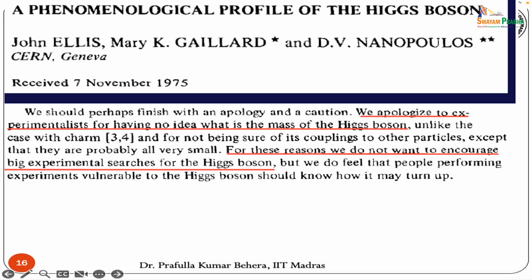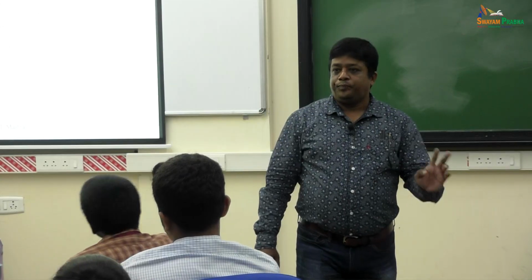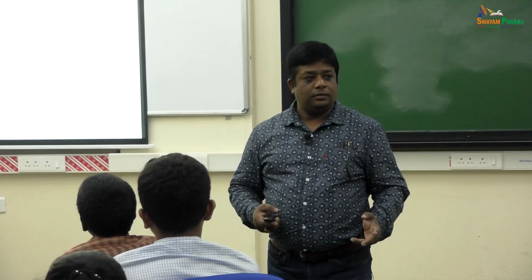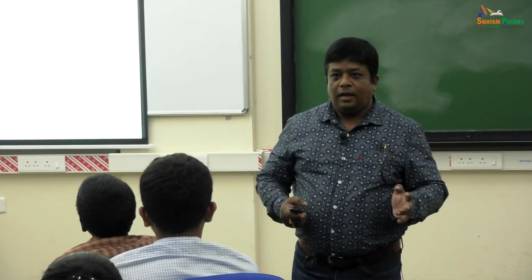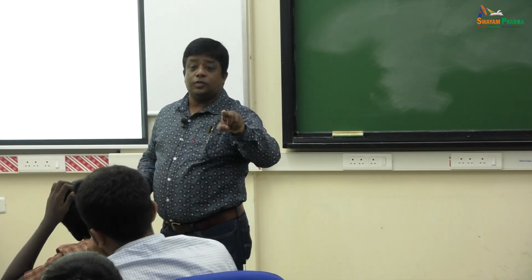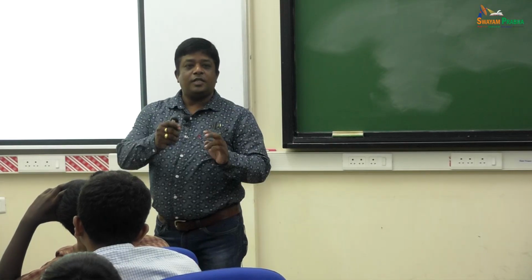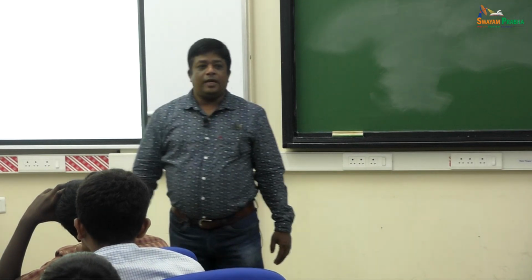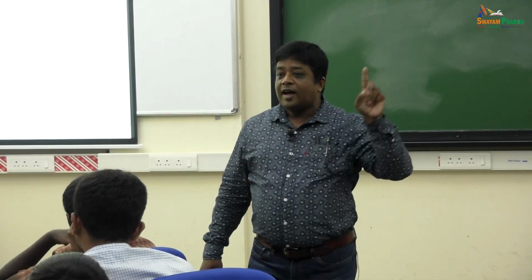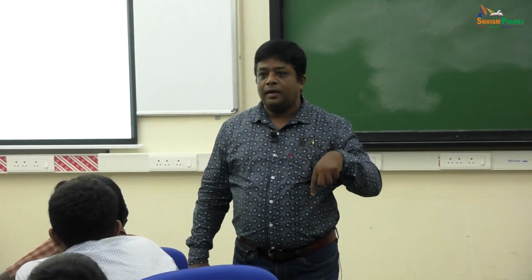Why do we need so long to do the LHC? Because this is one of the theories. John Ellis, these people in 1975, when even I was not born, people thought about Higgs and creating that. What he says, as theorists, is they should point a direction, but they are not sure. We should perhaps finish with an apology and a caution. We apologize to experimentalists for having no idea what the mass of Higgs is. The Higgs mechanism never tells the mass of Higgs. This is the first time a theorist tells, I can predict, but I cannot tell you the mass. And that is the first question mark and the biggest question mark.